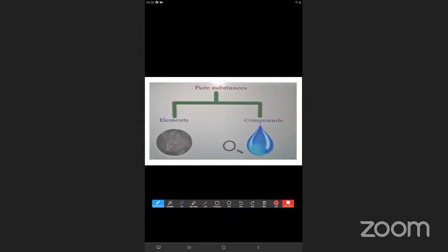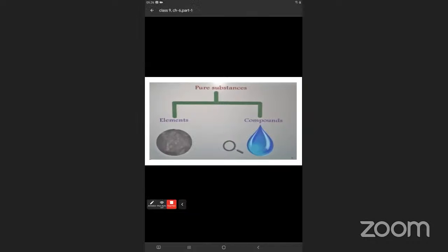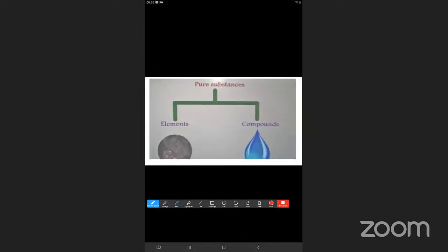Look at here. Pure substances are of two types, elements and compounds. So we know elements means only one kind of particles will be present. When we observe closely, in this we can see all the same atoms will be present. There are no different atoms. So when we call one substance an element, it means it consists of only one kind of atoms. If different atoms are there, that is not an element. Remember this point.